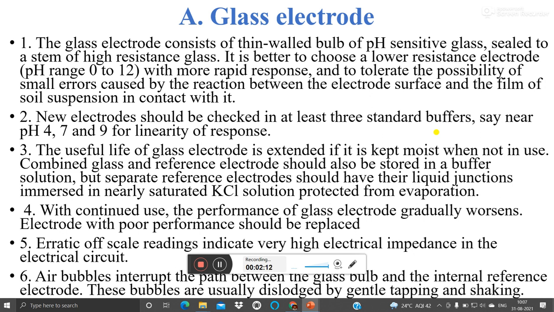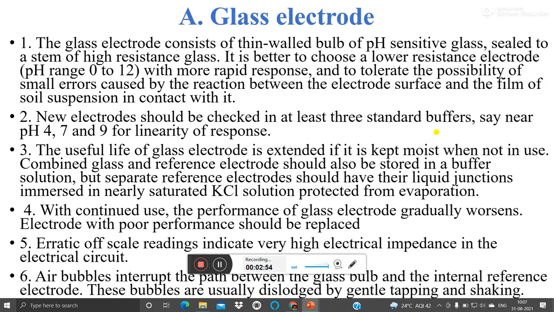The glass electrode consists of a thin-walled bulb of pH-sensitive glass sealed to a stem of high-resistance glass. It is better to choose a lower-resistance electrode, with pH range from 0 to 12 with more rapid response, and to tolerate the possibility of small errors caused by the reaction between the electrode surface and the film of soil suspension in contact with it. So when we are determining the pH of the soil, we have to use the lower-resistance electrode, because with it we can tolerate or avoid these small errors.